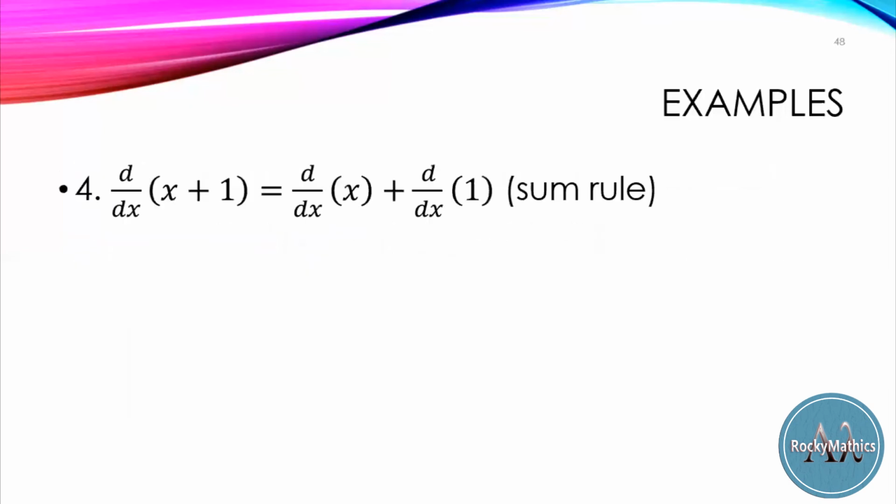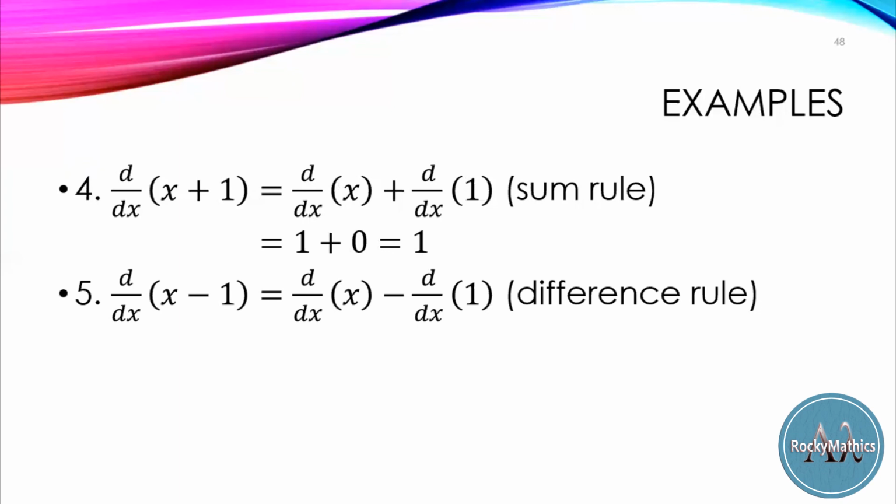Then the fourth one is the sum rule. Because we are asked to find the derivative of the sum of these two terms, x and 1, all we have to do is get the derivative of each term. That is equal to the derivative of x with respect to x plus the derivative of 1 with respect to x. Now, the derivative of x is 1 plus the derivative of 1, which is a constant, is 0. Therefore, 1 plus 0 is 1. That is by applying the sum rule.